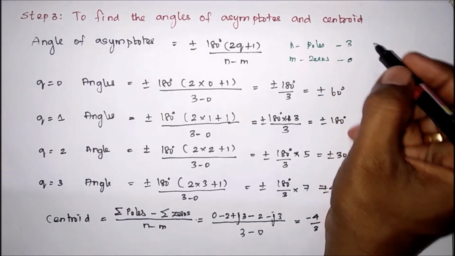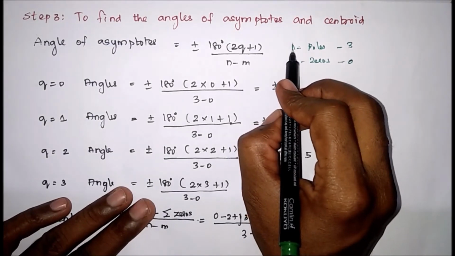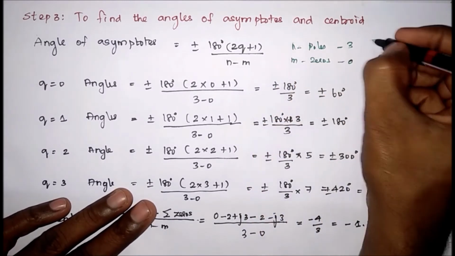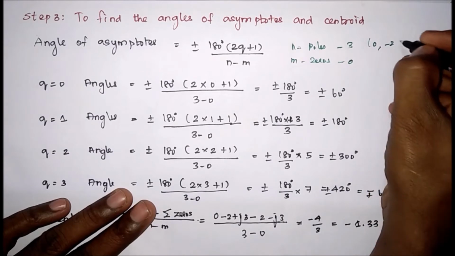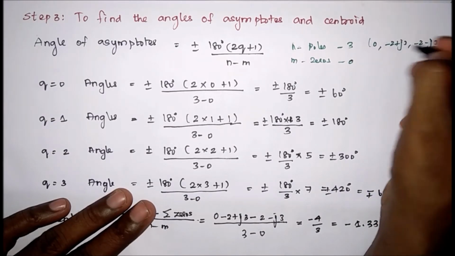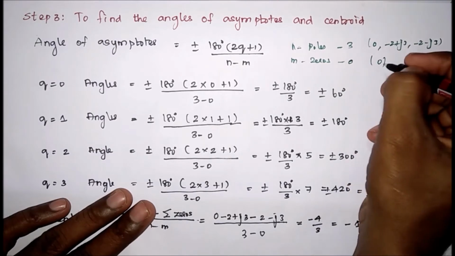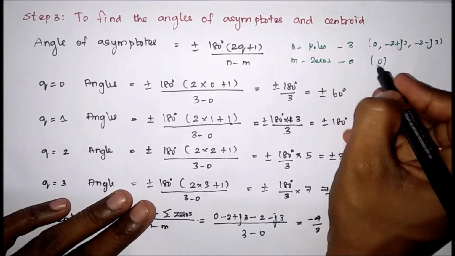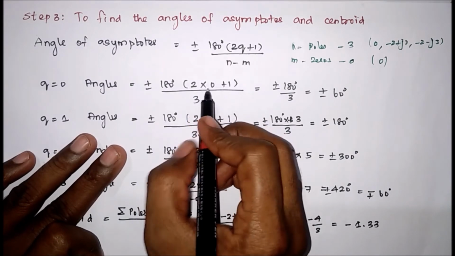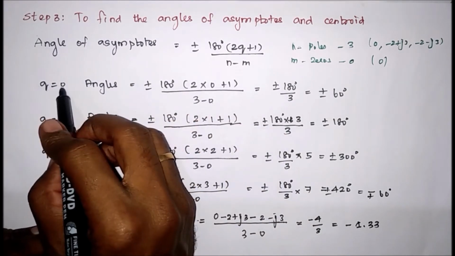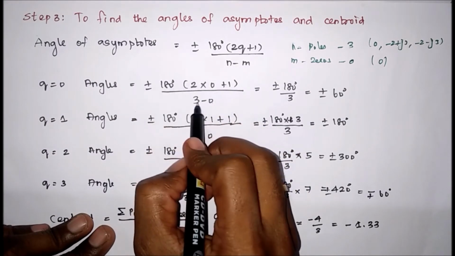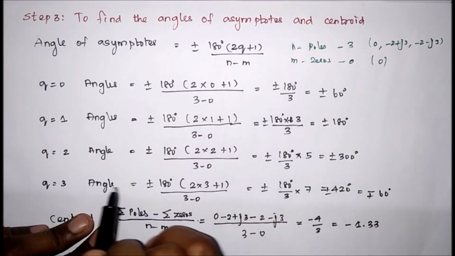Therefore, n is the number of poles, which in the given problem is 3: 0, minus 2 plus j3, minus 2 minus j3. Here there is no zero, therefore m equal to 0. Simply we have to substitute the n value and m value. Then we consider q equal to 0. If we substitute, this term will become 0, and 180 divided by 3 equal to plus or minus 60.